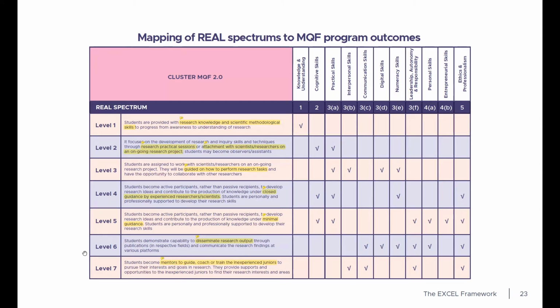And when it comes to level 7, students become mentors to guide, coach and train the inexperienced juniors to pursue their interests. So in here, we are looking at the interpersonal skills that they develop, the communication skill, leadership, autonomy and responsibility, as well as the ethics. So basically, this is the level where level 7 students are guiding level 3 students. So it must come from somewhere. So the students will start to mentor their juniors to do research. So I'm sure we agree that you learn more when you teach, and this is what we hope the students will have.